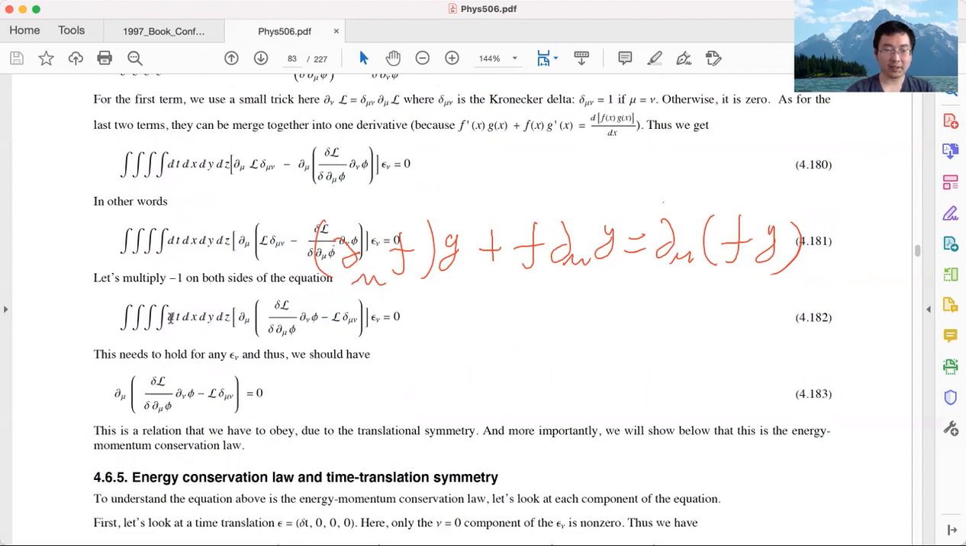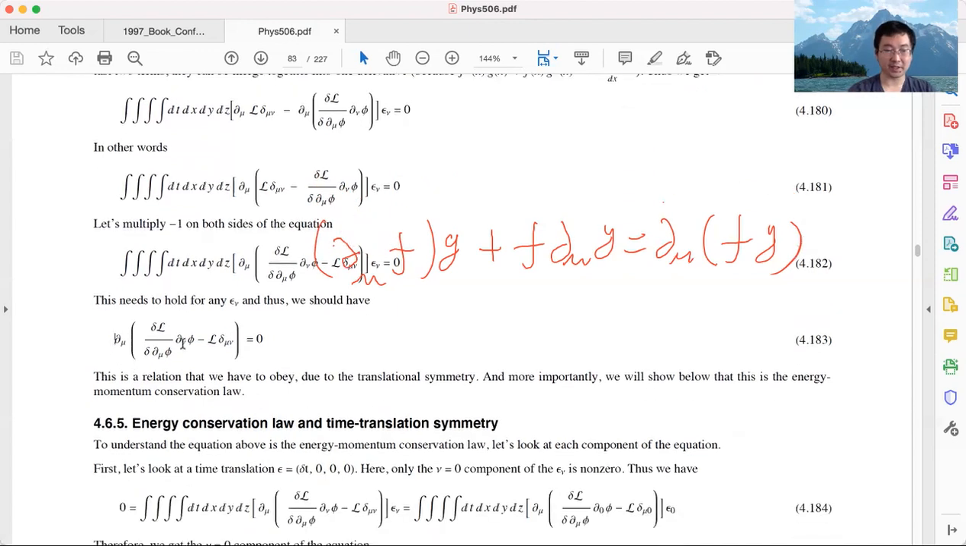And this quantity should equal 0 because of translation symmetry for any epsilon. If we want this quantity to be 0 for any epsilon, then this thing inside the square parentheses needs to be 0, and this guy is a continuity equation. We will demonstrate this more carefully in the next part.